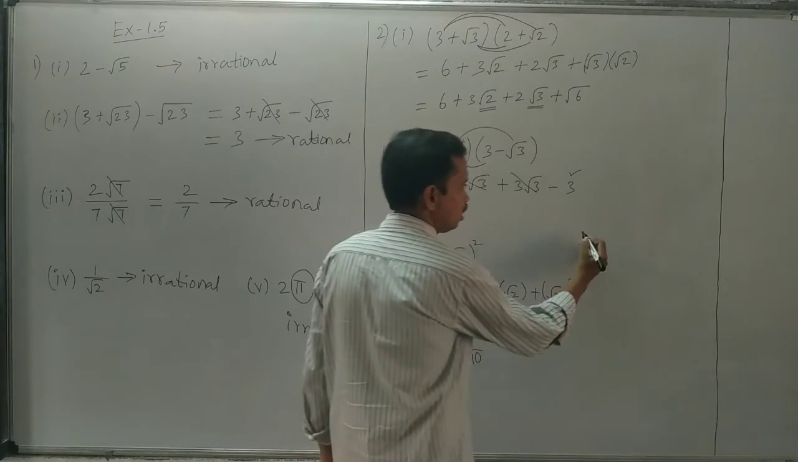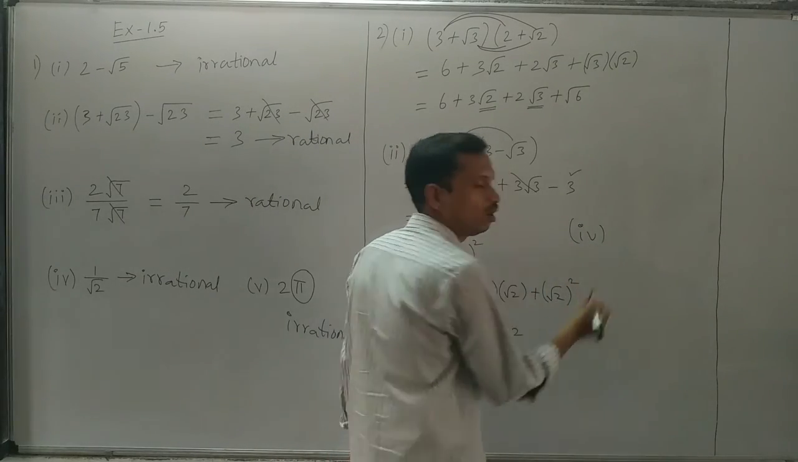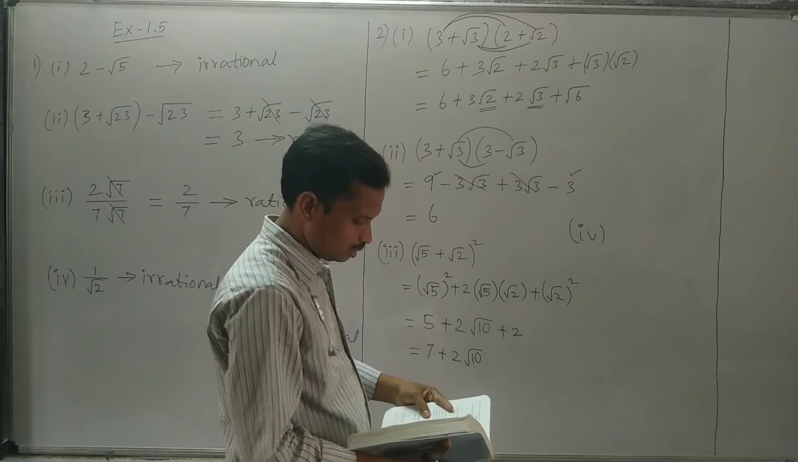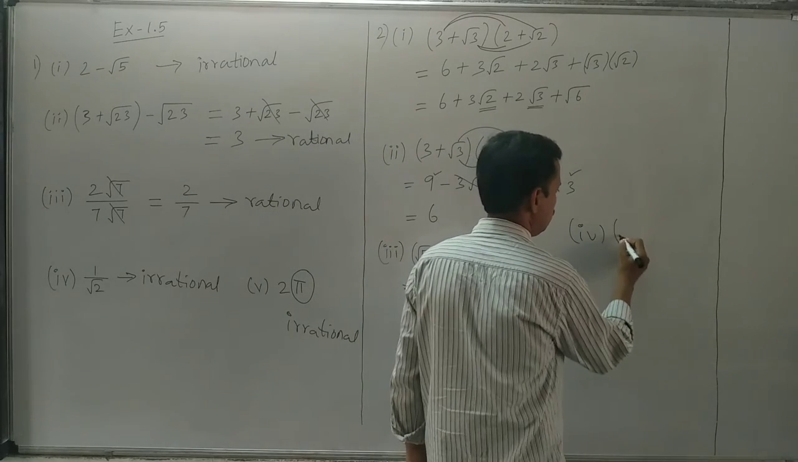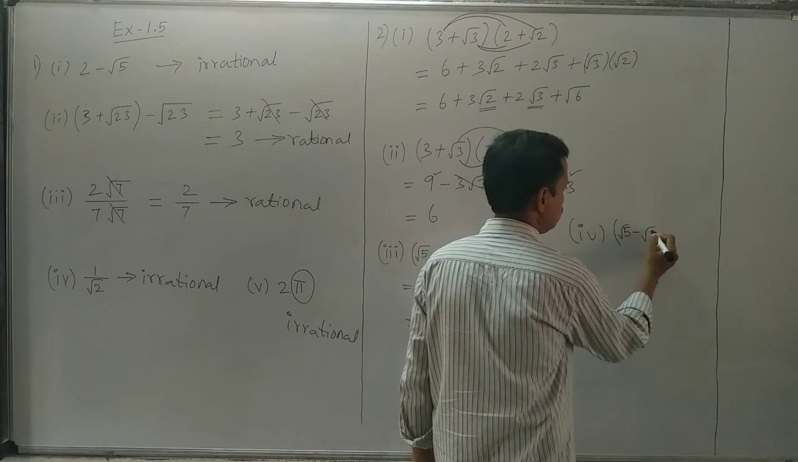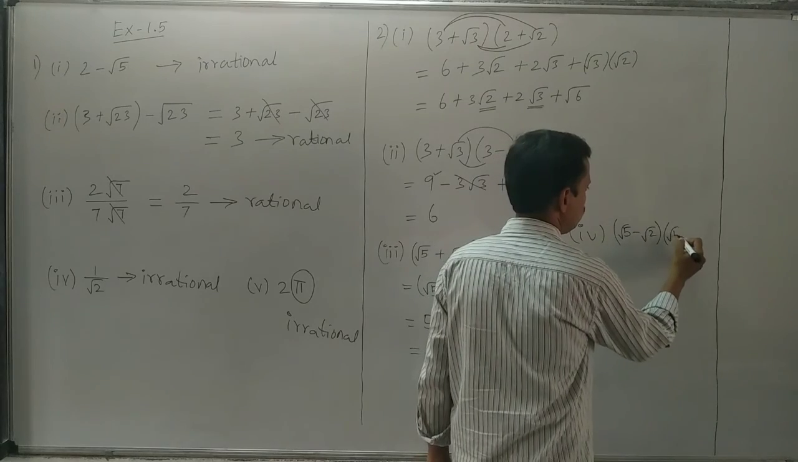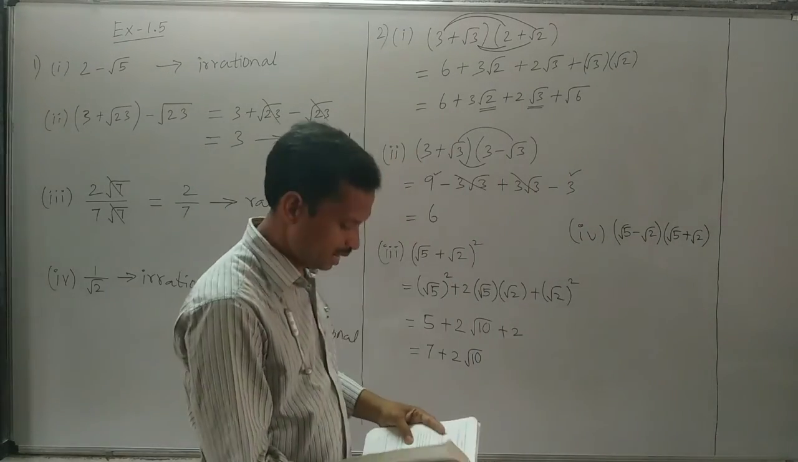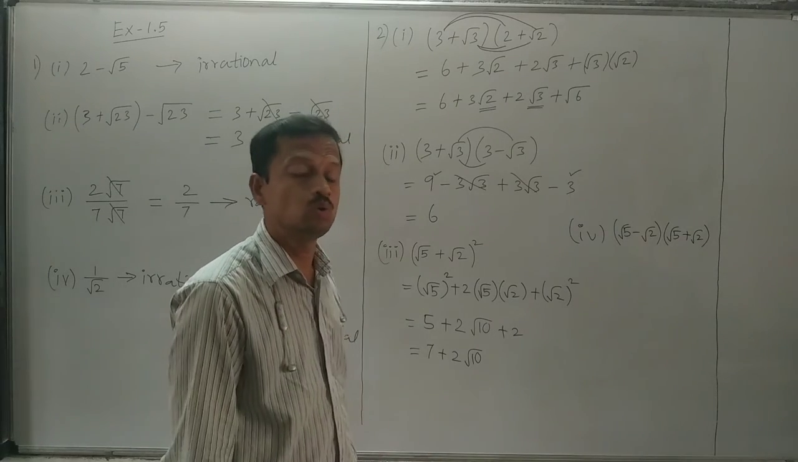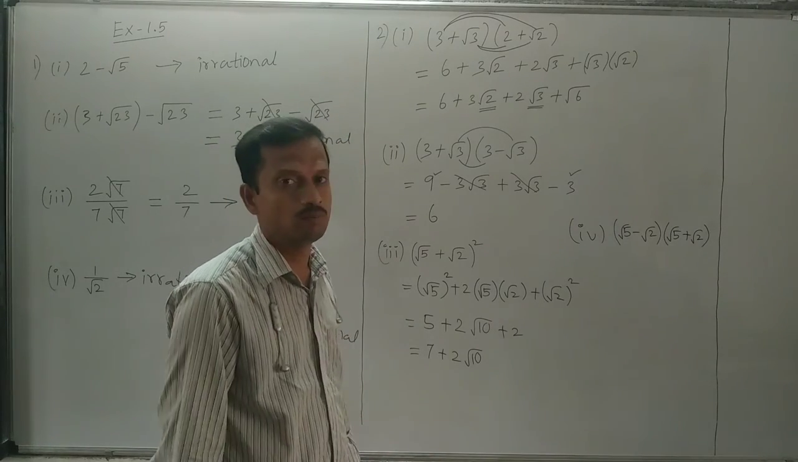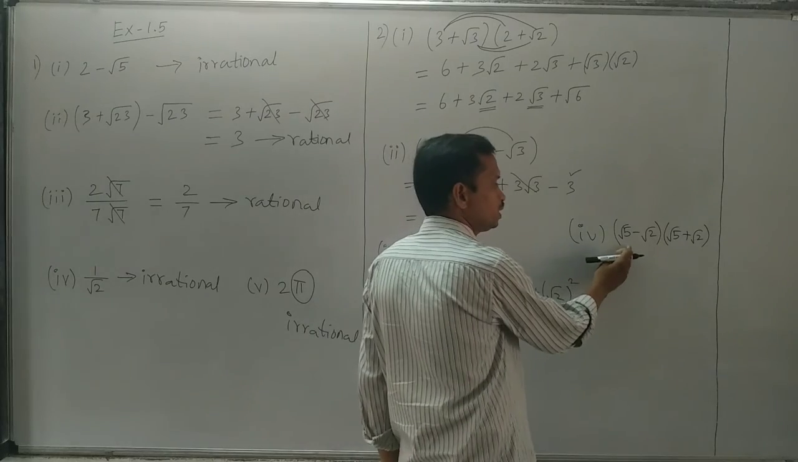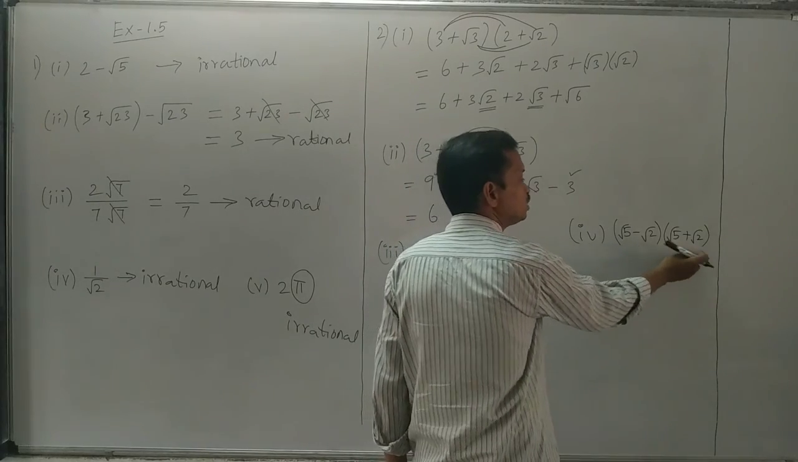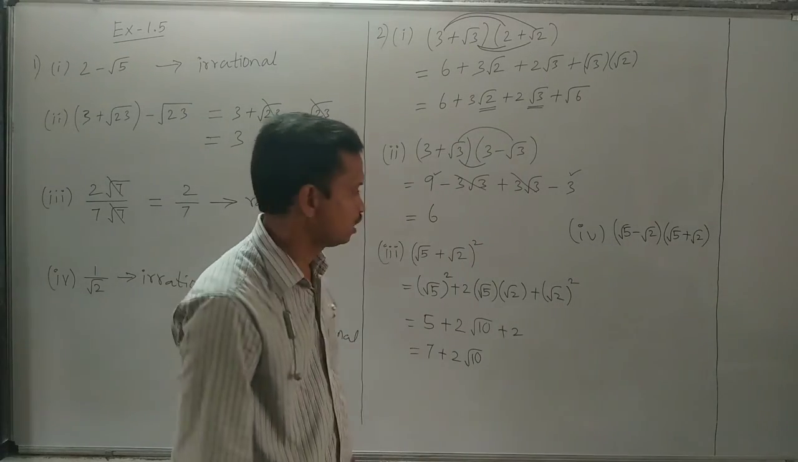And now coming to option 4. So this is the question, option 4, and you take as homework. Okay? Root 5 minus root 2 into root 5 plus root 2. You take as homework. You can apply the identity a minus b into a plus b. Clear?